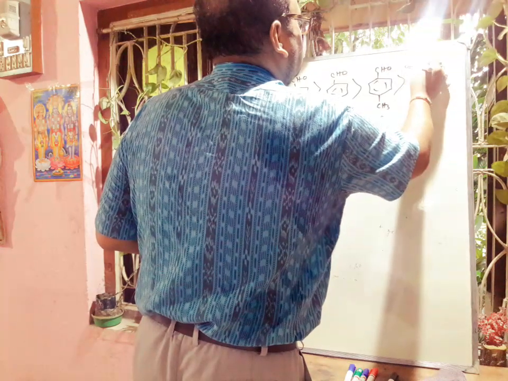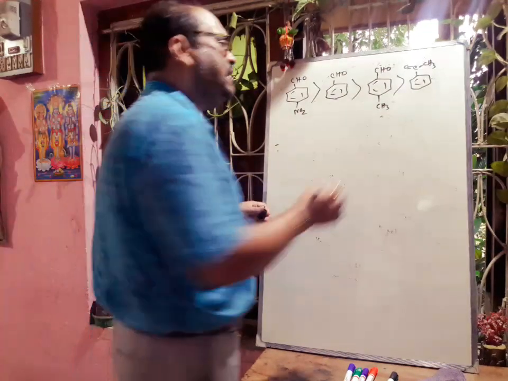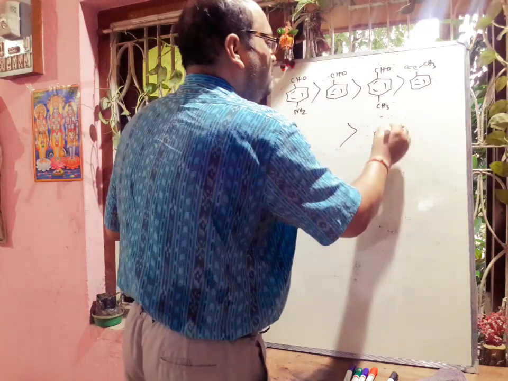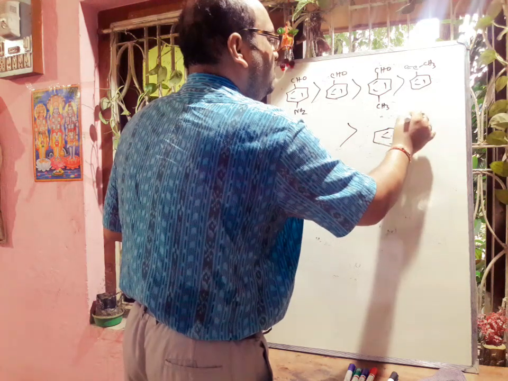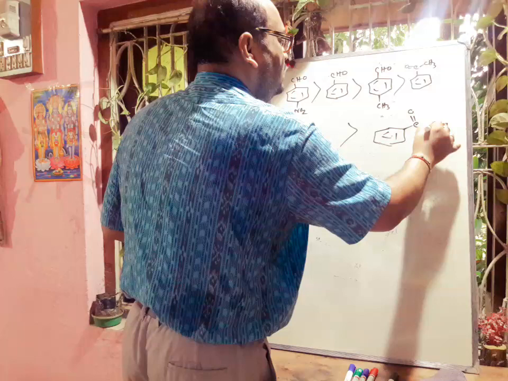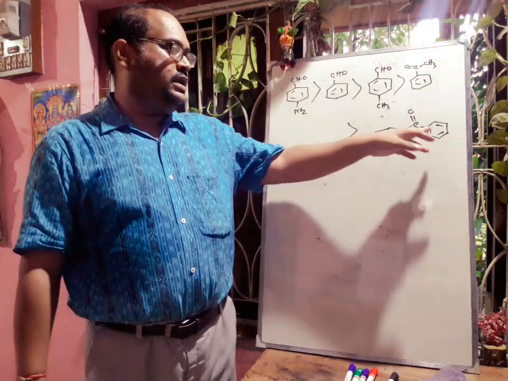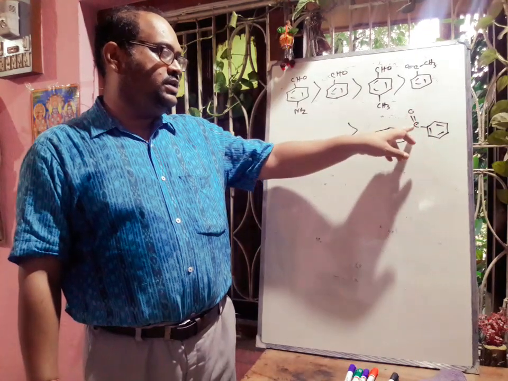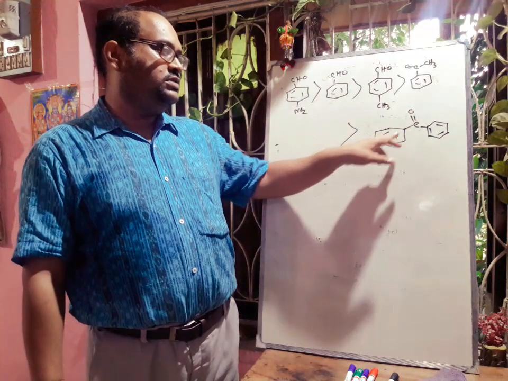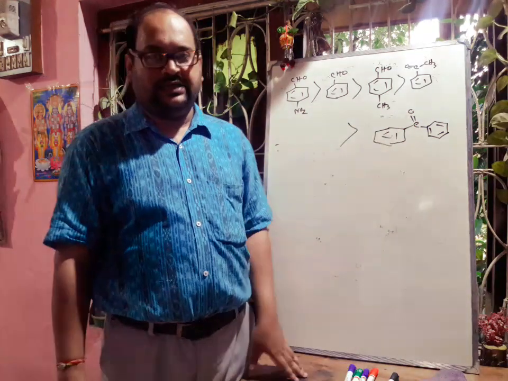That is COCH3. This is called acetophenone. But if we take benzophenone, the reactivity will be the lowest in this case, because there are two benzene rings. So there will be two resonances. Here this benzene ring will resonate with this carbonyl, and this benzene ring also takes part in resonance with this carbonyl group. That is why benzophenone reactivity will be less.